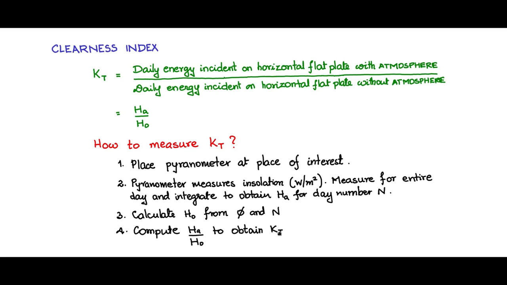So if you want to have a KT which takes into account the historic data, then HA itself should take into account the statistical mean of all the HA values of previous years too. Then you will get the KT value, which has a much better representation of the climate and the atmospheric effects.